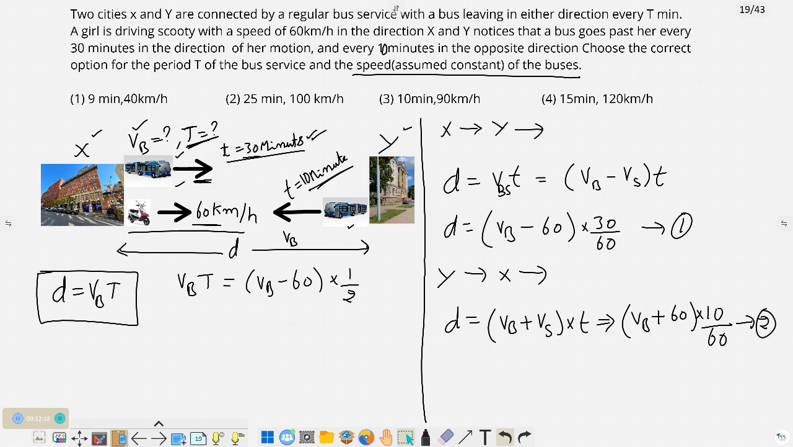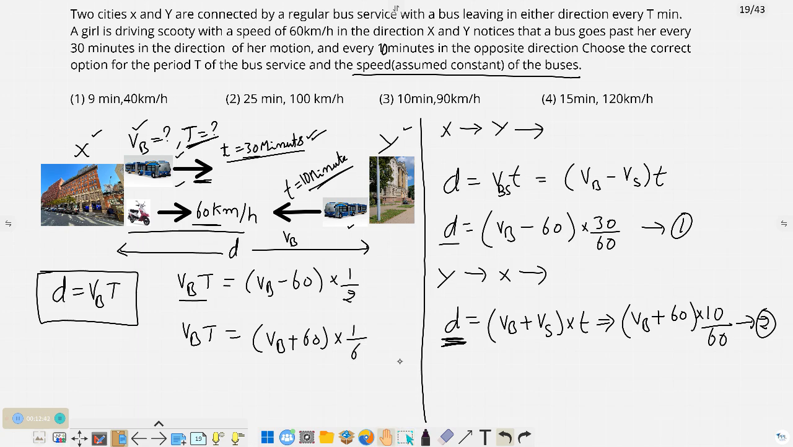Here D is equal to VB times T, velocity of the bus into the time taken, capital T. The second equation also has the same D, so I can equate them. That means I write VB T is equal to (VB plus 60) into 1 by 6.